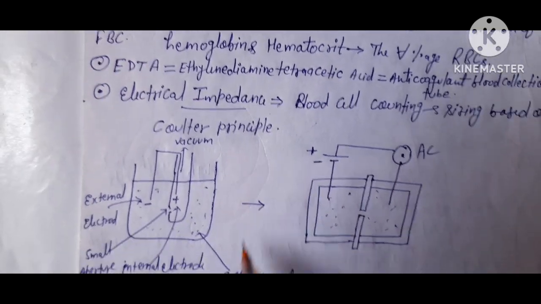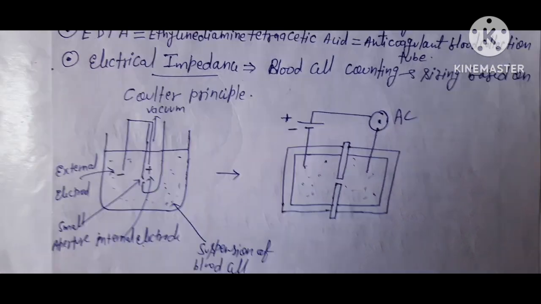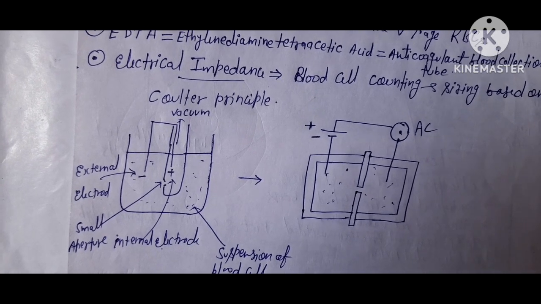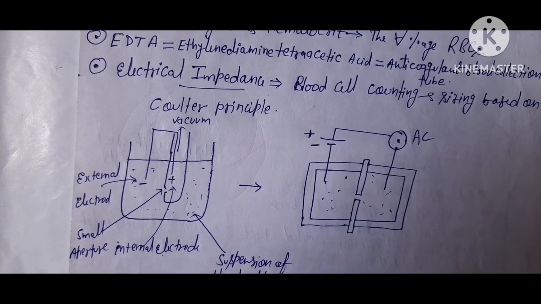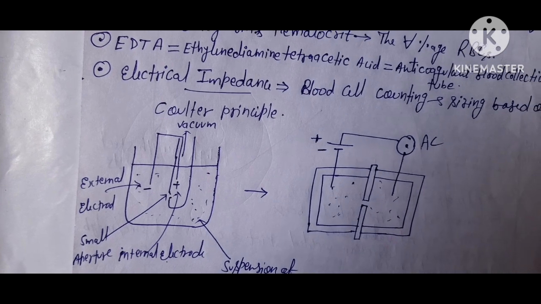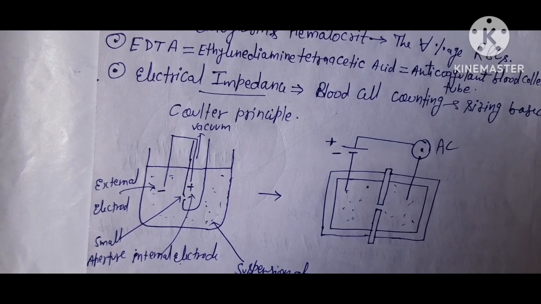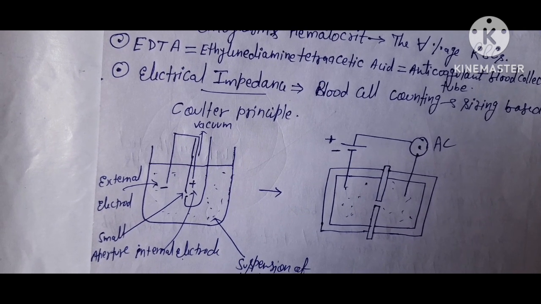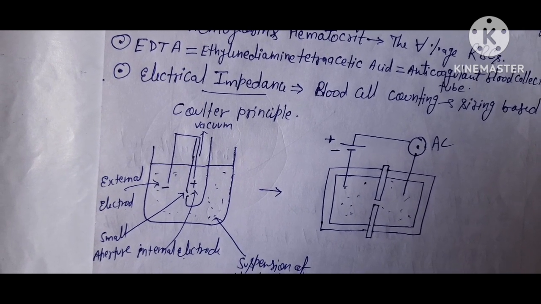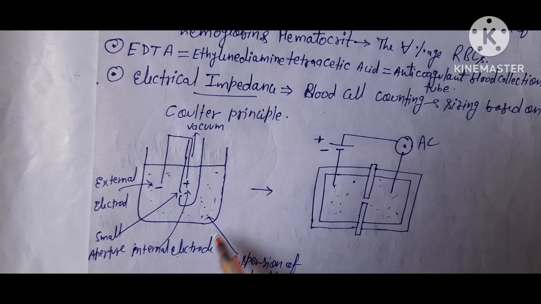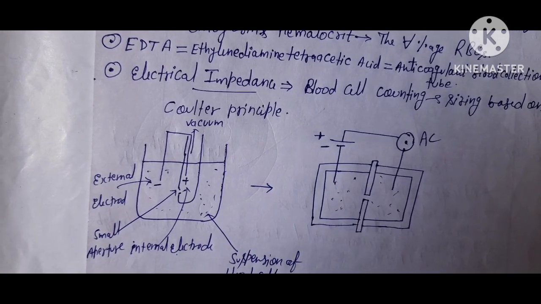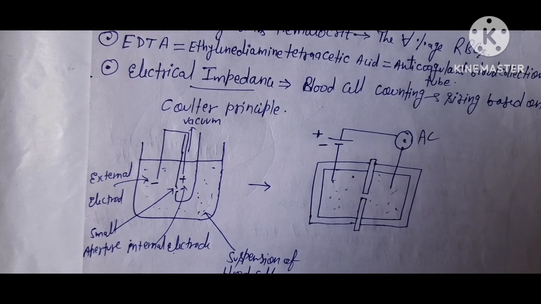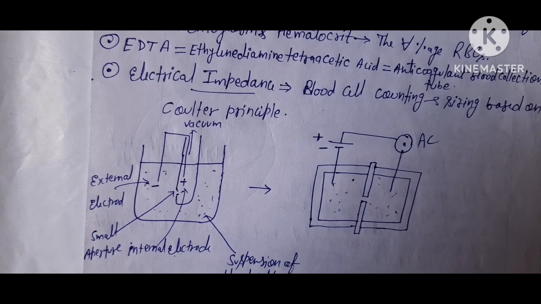So what is electrical impedance? You see the figure here. Electrical impedance is the detection and measurement of changes in electrical impedance or resistance which is produced by a blood cell when it passes through an electrical field. Friends, blood cells are poor conductors of electricity but are suspended in an electrically conductive diluent. Two chambers are filled with conductive electrolyte solution and separated by a glass tube.